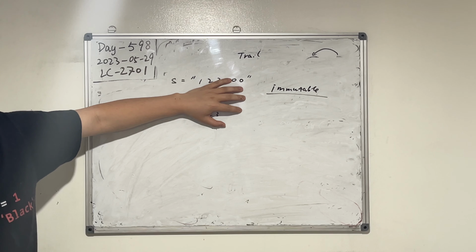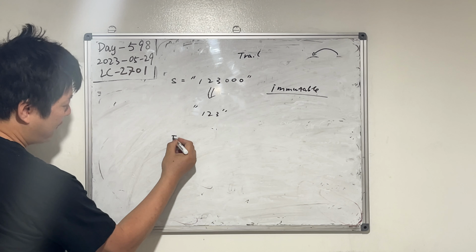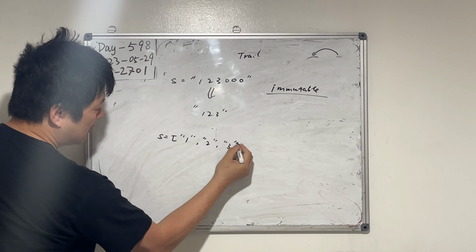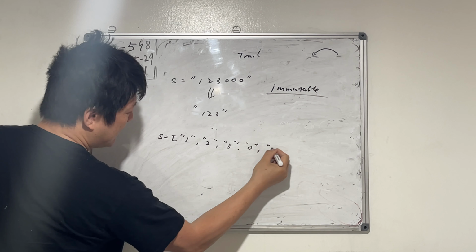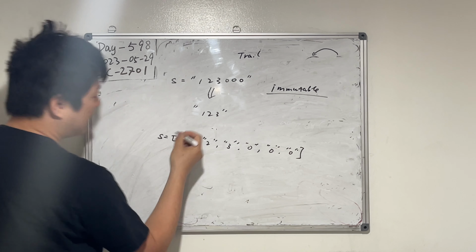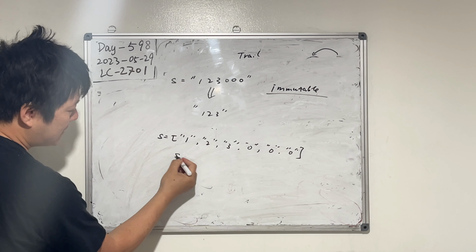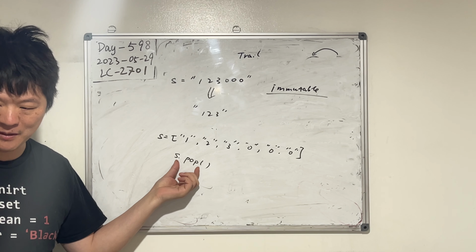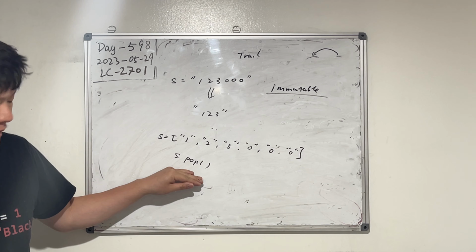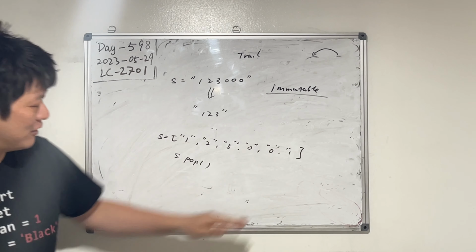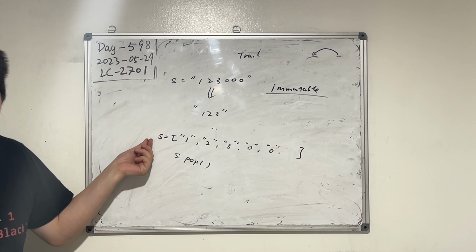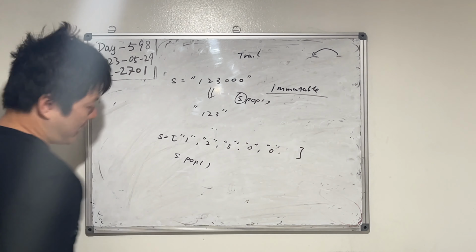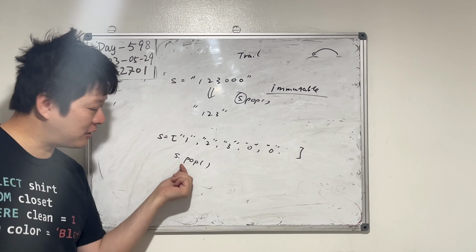But a list is mutable. What I mean is that if s is 1, 2, 3, 0, 0, 0, so this is a list, and I can say s.pop. What happens when I do s.pop? It removes that zero. So this is mutable, so I can change it. But here I can't do s.pop because s is immutable. So with a list we can do s.pop.